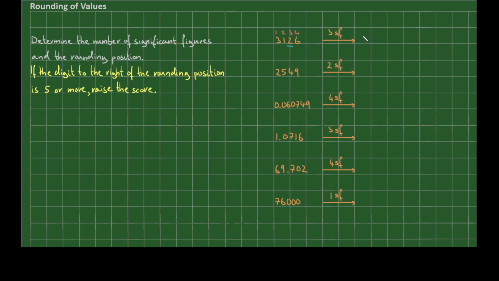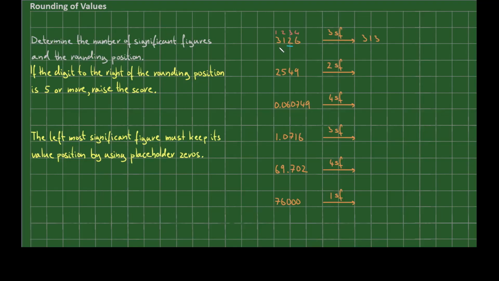And so I will write 313. If I leave it at this, it would be incorrect. Yes, I do have 3 significant figures, but I have changed the magnitude of the leftmost digit. In the original value, the 3 was in the 1000 position. Right now, it is in the 100 position. In order to make sure that this 3 is also in the 1000 position, I need to add a placeholder 0 at the end. As part of good communication, I should also indicate that this value has been rounded to 3 significant figures.